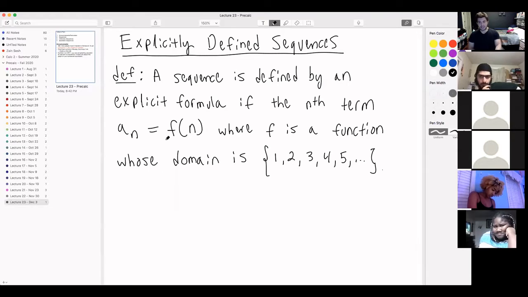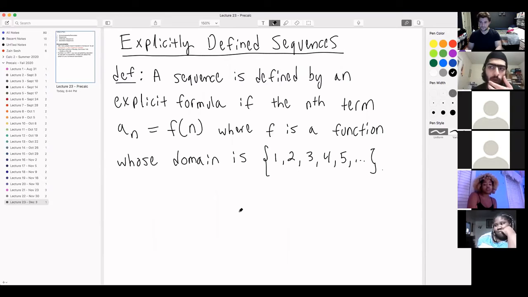Basically each term of the sequence is given by a function. So how do I get the nth term? I get the nth term by plugging in n into this function f. So if I want the 7th term of this sequence, a sub 7, I'll just evaluate this function f at the value 7.